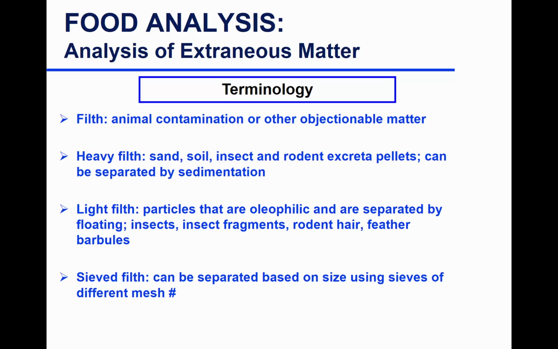Light filth is the opposite. They are particles that are oleophilic, that means they are soluble with the oil or the lipid component, and they're separated by floating because they're light, low density. So small insects, insect fragments, rodent hair, feather barbules are all light filth. And then there's the sieved filth. This is termed sieved filth because they can be separated based on size using sieves of different mesh number.